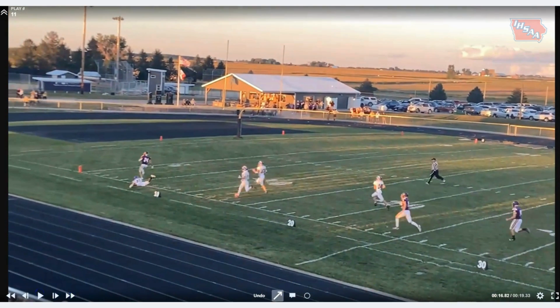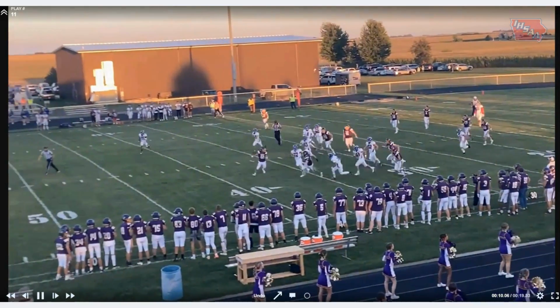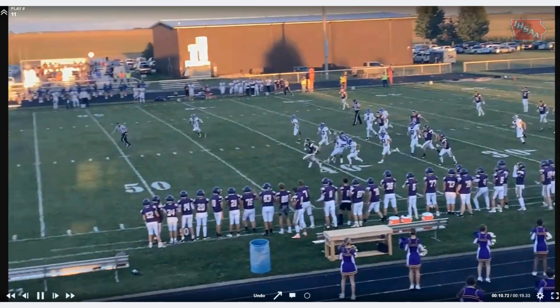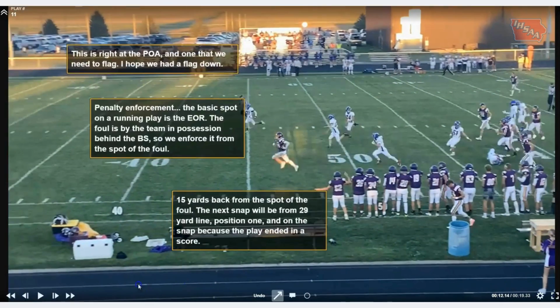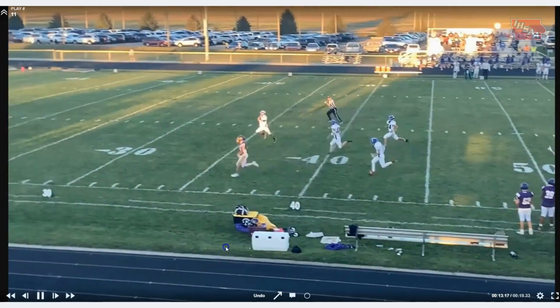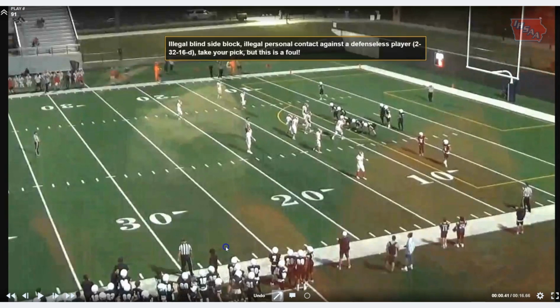So now if we go back again to here, there's our foul at the 39-yard line. During the run, we're going to enforce from the spot of the foul. So as my comment is here, 15 yards back from the spot of the foul. Next snap will be, we were at the 41, I believe. So going back, well, anyway, we're going back 15 yards. And we're going to snap it from position 1. Snap for the clock status because we ended up with a scoring play.